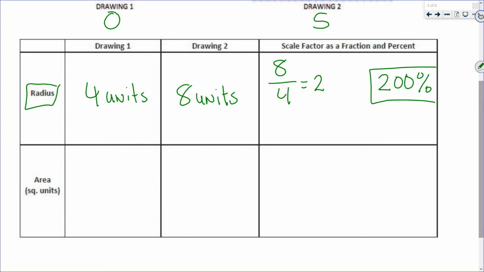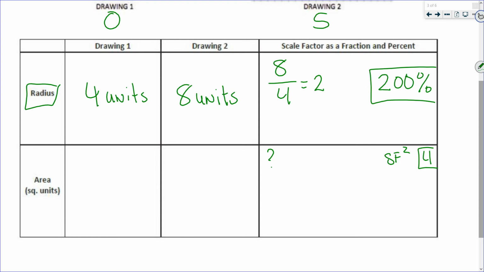Well, based on the previous problem, basically to find this scale factor right here, all we had to do was take the scale factor of the lengths and square it. So 2 times 2 was 4. So let's see if our theory stands true.